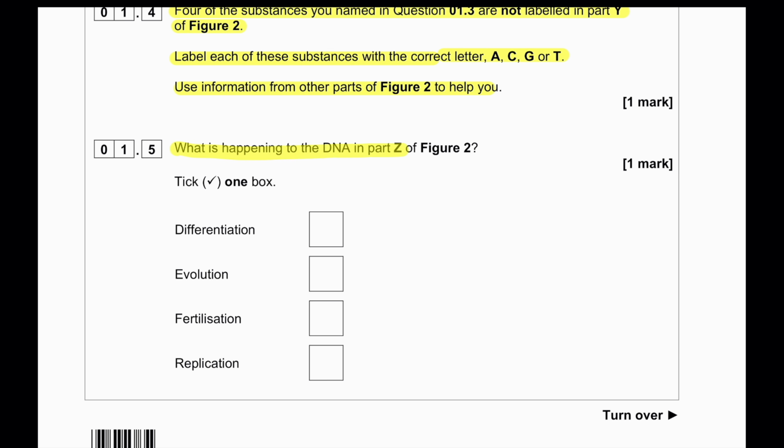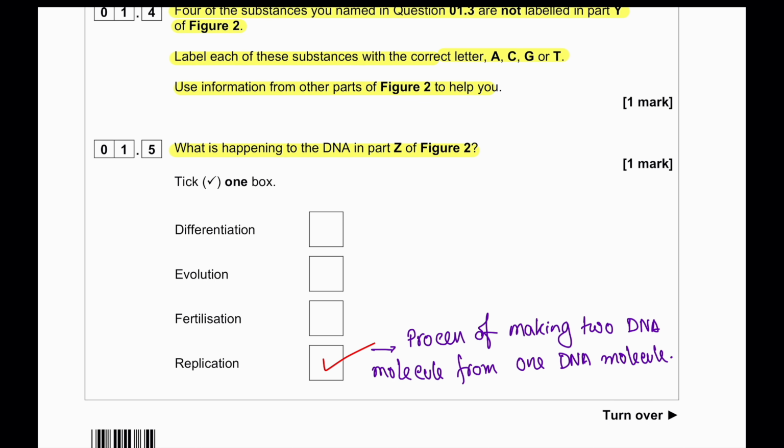What is happening to the DNA molecule in part Z in figure 2? As we already talked about earlier, replication is taking place. DNA replication is the process of unzipping and then adding new nucleotides to make 2 strands from a single strand. So it is the process of making 2 DNA molecules from 1 DNA molecule.